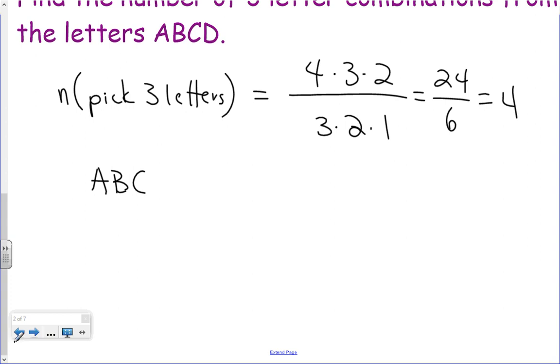All right, so this is one of my combinations. I could pick A, B, and C. I could pick A, B, and D. I could pick A, C, and D. And finally, I could pick B, C, and D. It looks like those are my 4 combinations that I end up with.